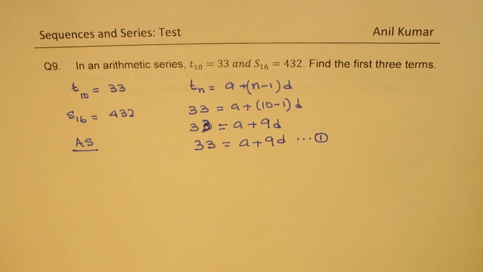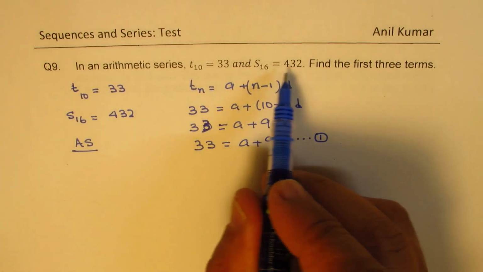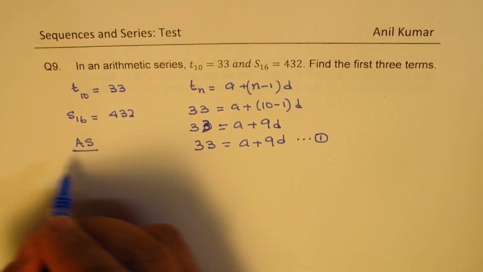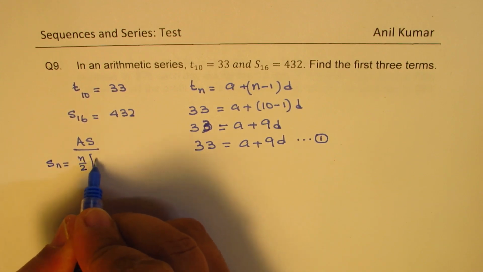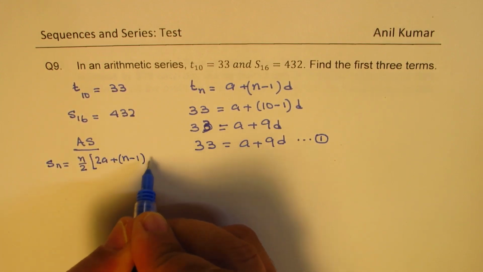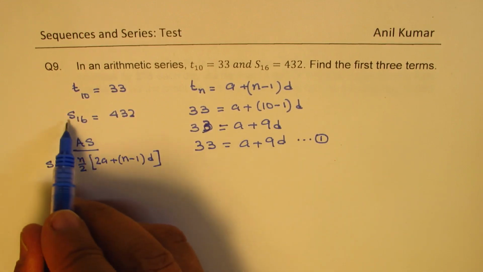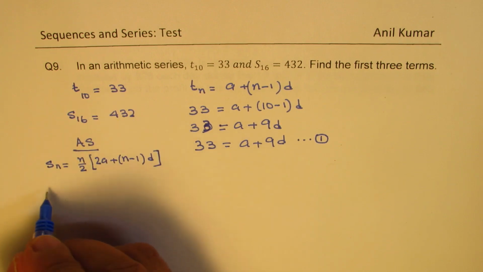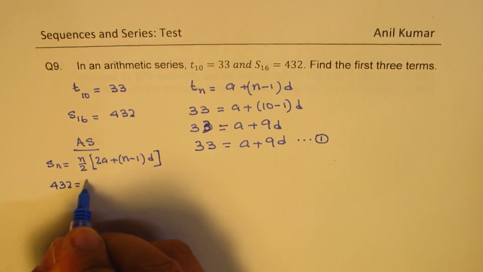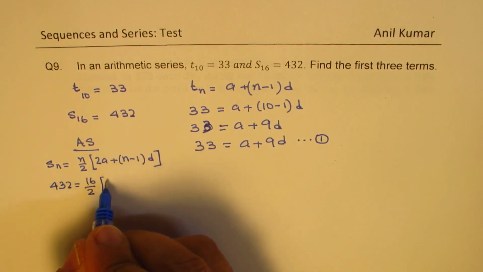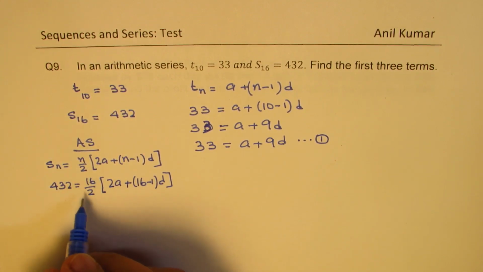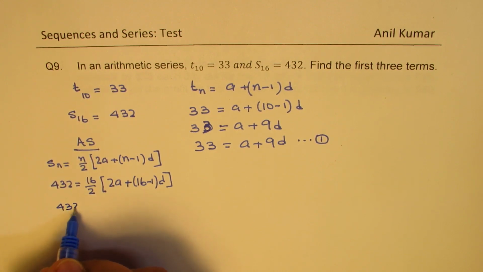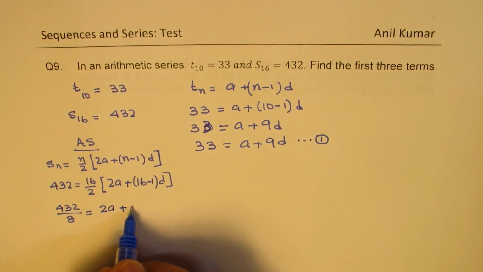The second equation we'll get from the sum. For the sum of n terms, in terms of a and n, the formula is Sn equals n by 2 times 2a plus n minus 1 times d. Here S16 means there are 16 terms and the sum is 432. So 432 equals 16 divided by 2, replacing n with 16, times 2a plus 16 minus 1 times d. We can simplify this: 16 divided by 2 is 8, so we can divide both sides by 8.